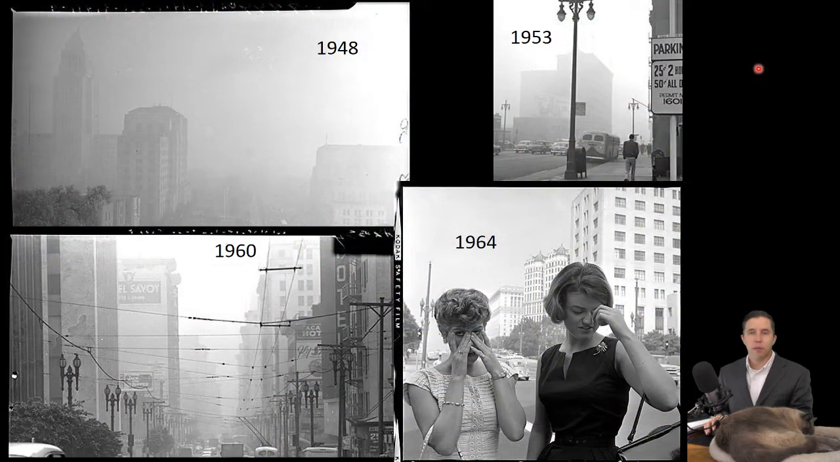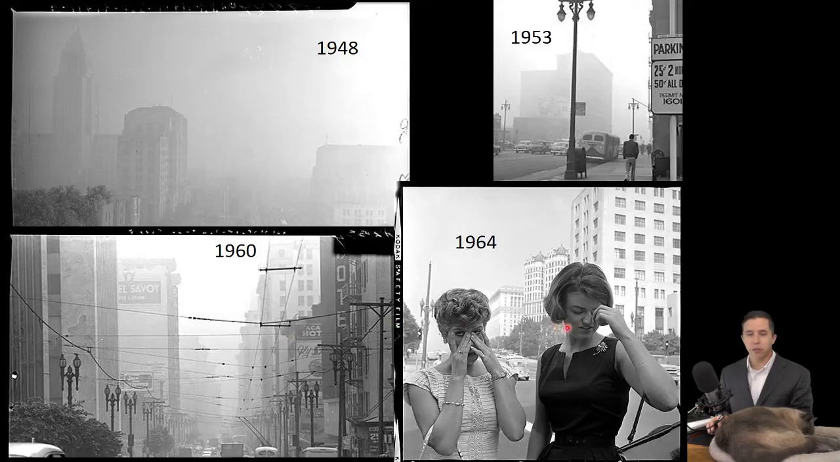So a lot of people may not realize this, but a lot of the big American cities went through a period of time where the air pollution got so bad that they were almost uninhabitable. And these pictures are from the 40s, 50s, and 60s of some cities like Los Angeles and San Francisco, New York. And what looks like fog is actually air pollution.